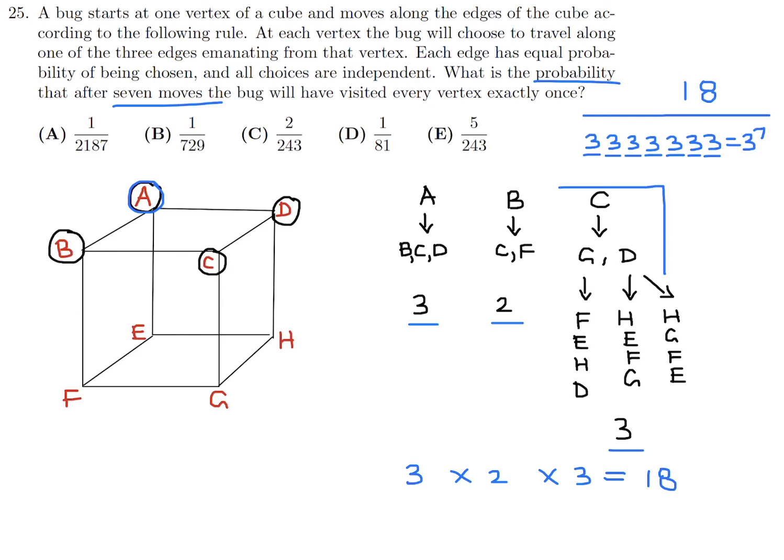Now, of course, we got to get this into a fraction. So that is equal to 18 over 3 to the power of 7, which is 2187. And then 18 over 2187, I believe you would have to divide by 9 to get this in lowest terms. And if you do, you get 2 over 243. So there you go. Number 25, the answer is C.